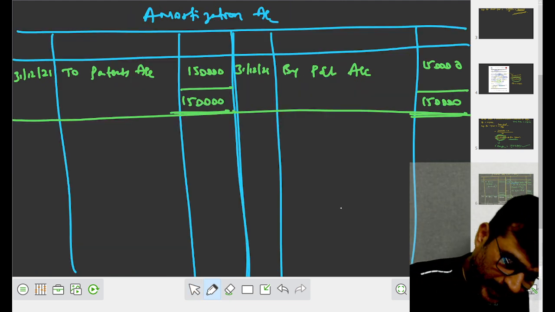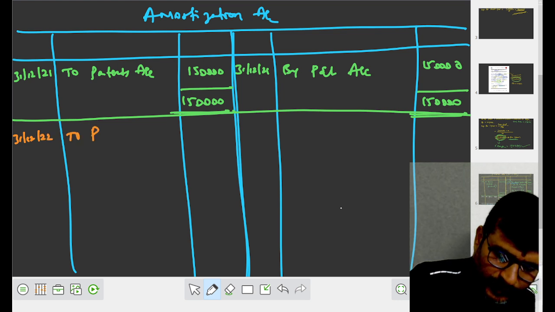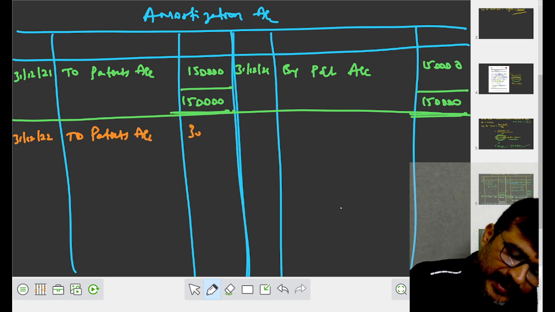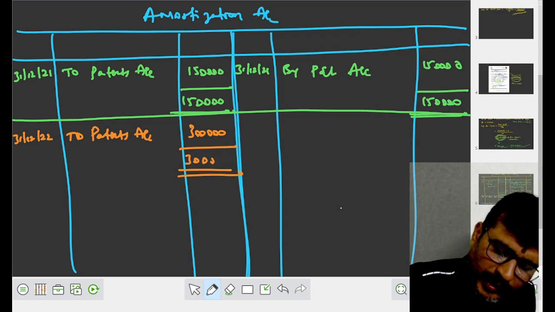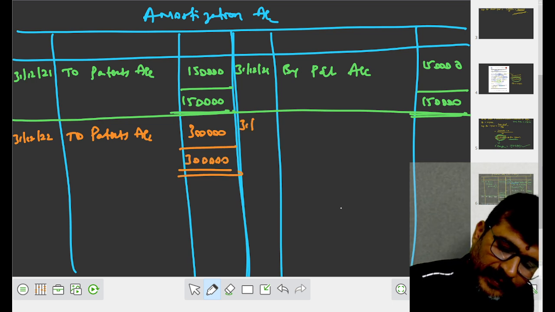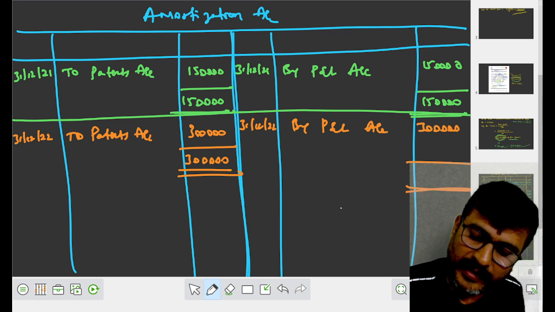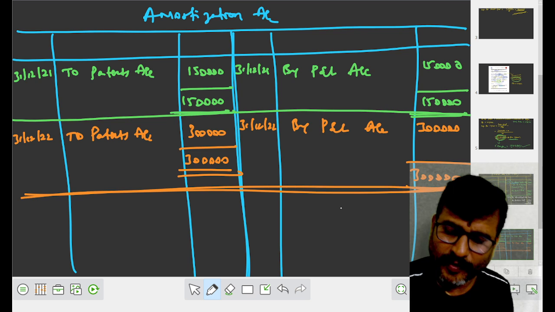बाद में in the second year again we have December 22 by amortization. By what? Amortization. 31st December 22. To patents account as rupees 3 lakh. Total remain the same 3 lakh. On December 22, it is to be transferred to which account? Profit and loss account. That completes the problem of amortization.